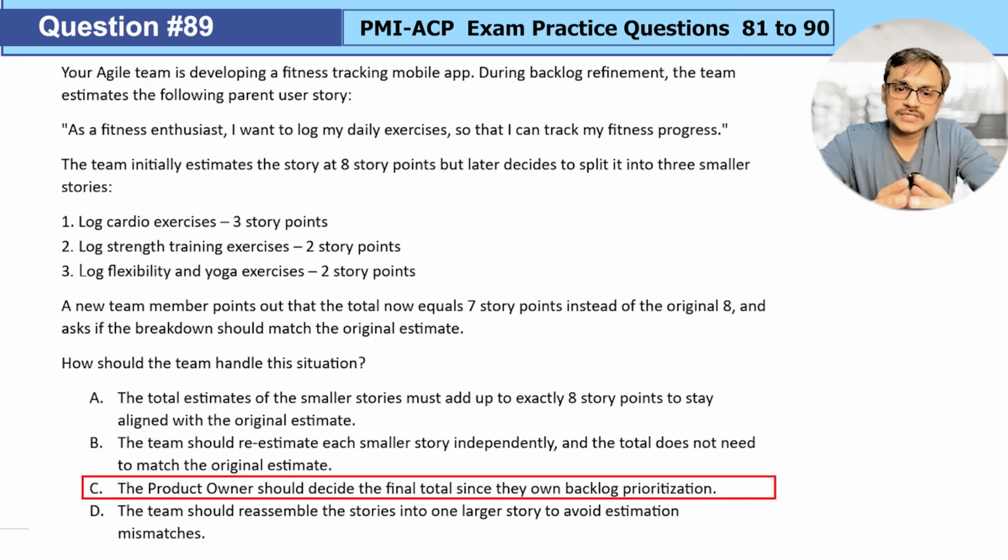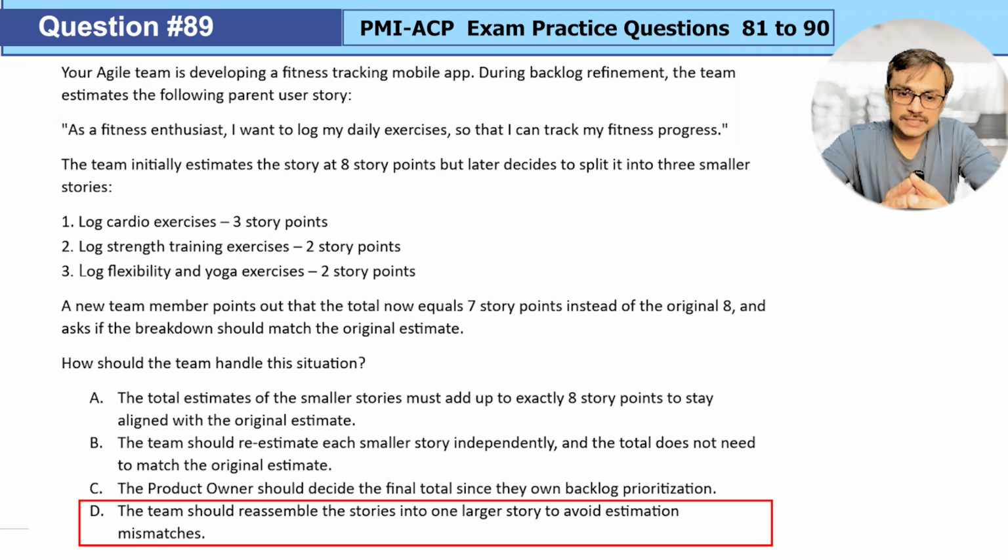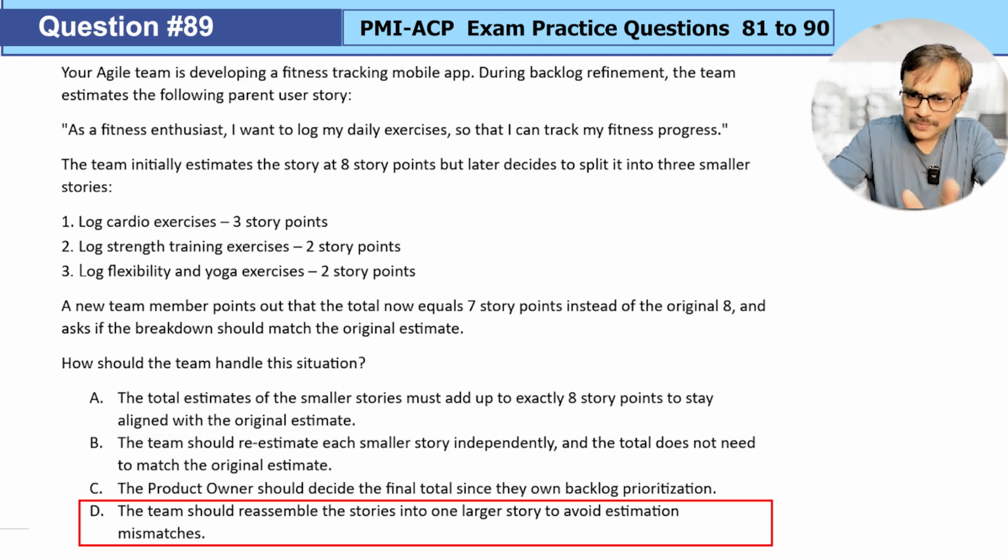Option C, the product owner should decide the final total since they own the product backlog prioritization. Definitely not. Yeah, story points are estimated by the team and they should be taking care of the estimation part of the backlog. Option D, the team should reassemble the stories into one large story to avoid estimation mismatch. Yeah, they are saying, guys, don't do it. If you have a story which is made and estimated, don't break it into smaller ones. Let's do it there only. This is creating confusion. Let's keep it as an 8 story. Definitely not the right choice.